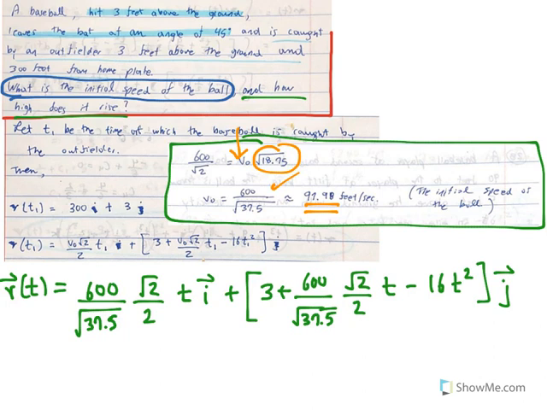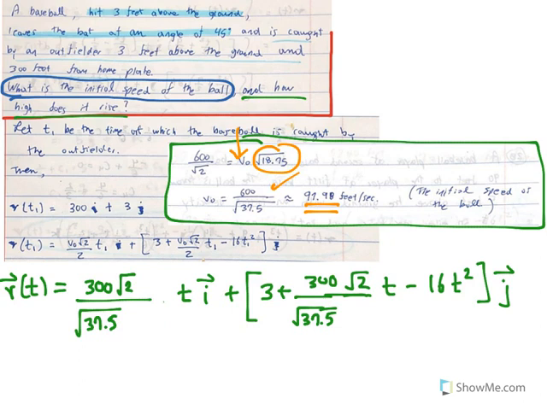And of course you can simplify. 2 goes into 600 300 times, so you could write that as 300 times the square root of 2 over the square root of 37.5, and you could do the same here. That's my position vector.